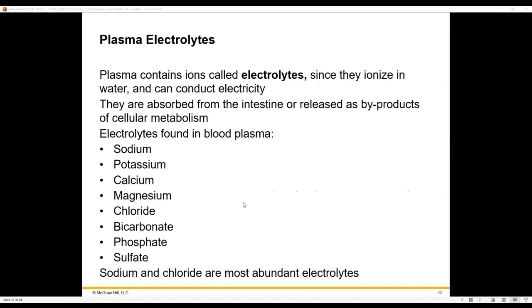Okay, the plasma electrolytes. Plasma contains ions that are called electrolytes since they ionize in water and they can conduct electricity. They're absorbed from the intestine or released as a byproduct of cellular metabolism. The electrolytes found in blood plasma are sodium, potassium, calcium, magnesium, chloride, bicarbonate, phosphate, and sulfate. Sodium and chloride are the most abundant electrolytes that you'll find.